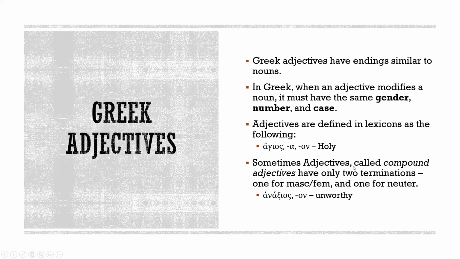So, sometimes adjectives called compound adjectives have only two terminations, one for the masculine and feminine modifier of a noun and one for a neuter modifier of the noun, as you see in this following word, anaxios or anaxion. Anaxios is used for feminine or masculine nouns, while anaxion is used for neuter nouns. This means unworthy.